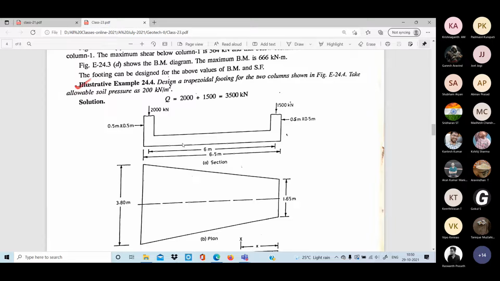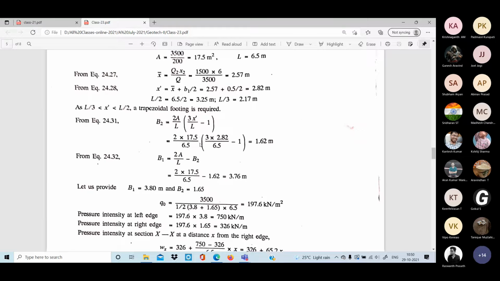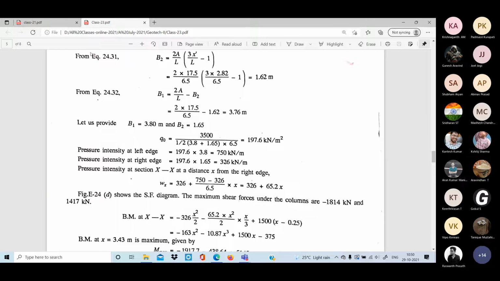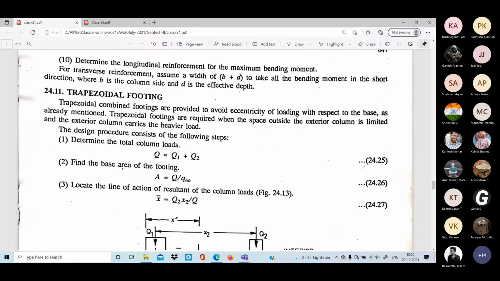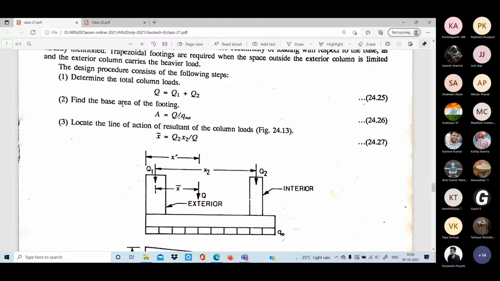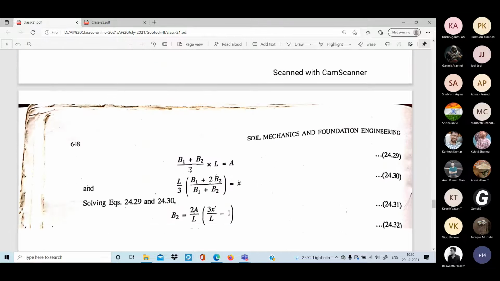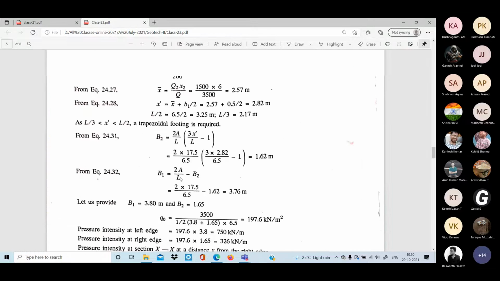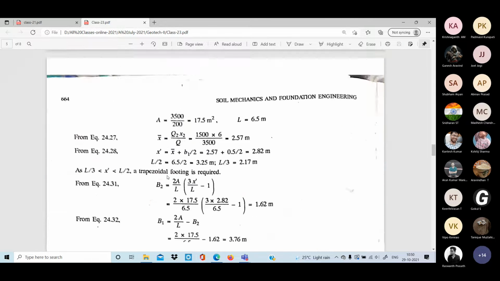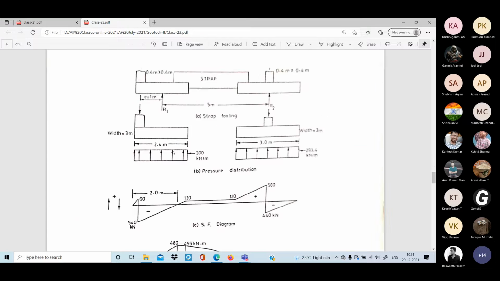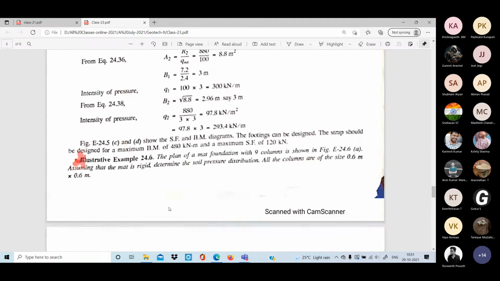So likewise, now here it is a trapezoidal footing, it is given. So if you see, same thing, same formulas, whatever is given here, trapezoidal footing, also same thing, Q1, Q, you can calculate X bar, you can calculate and so on, whatever is given, combined. So these formulas have been used here and we can calculate the maximum. At the end, if we come here, the footing can be designed for maximum bending moment and checked for the shear force. So likewise, this is strip footing. In a similar way, strip footing is also given, and so on.